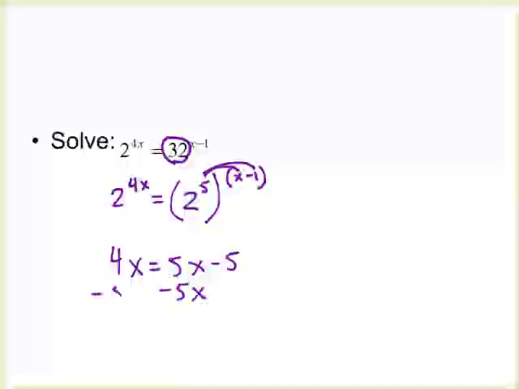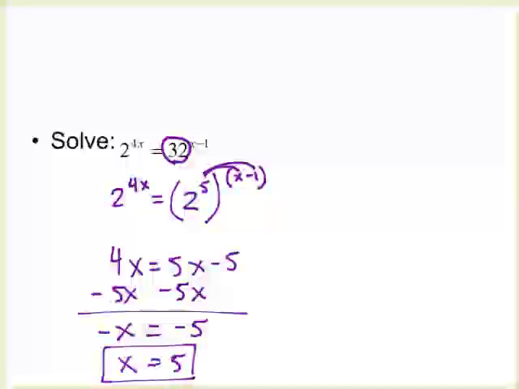Then we just have a linear equation to work with. Subtract the 5x. Divide by the negative 1. And we get x is 5.